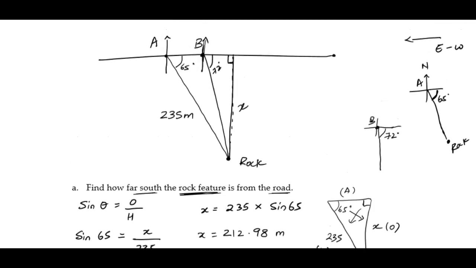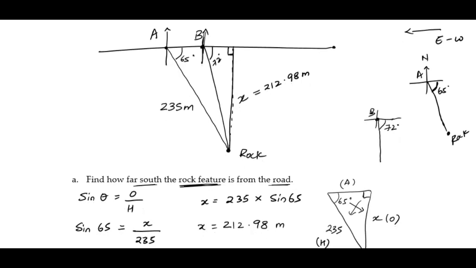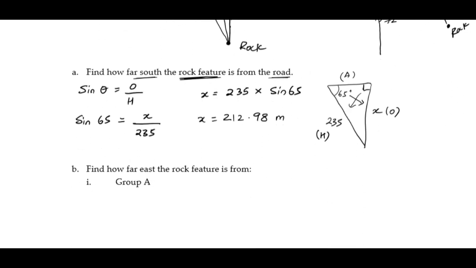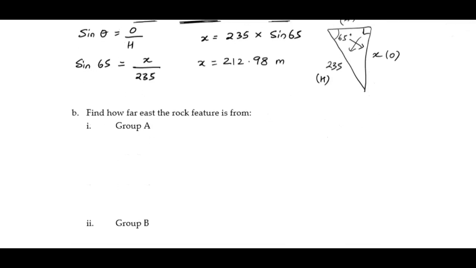So I'm going to go back and represent that in this diagram as well. So X equals 212.98 meters. Alright, let's jump to the second part of the question. Find how far east the rock feature is from group A as well as group B.